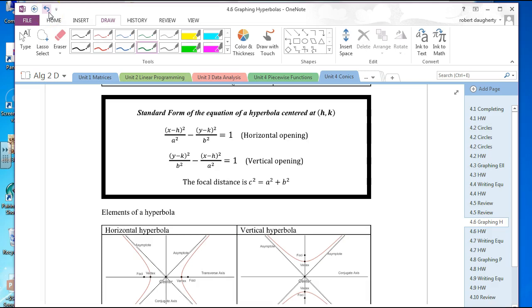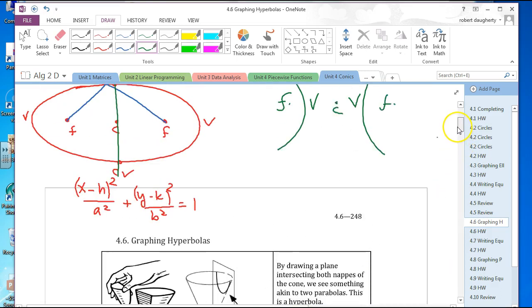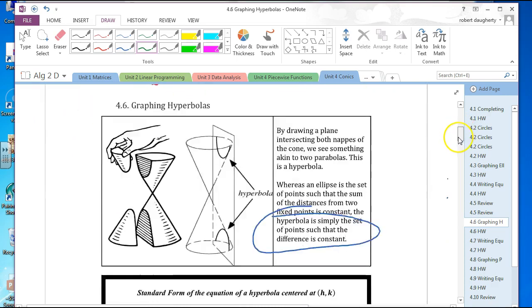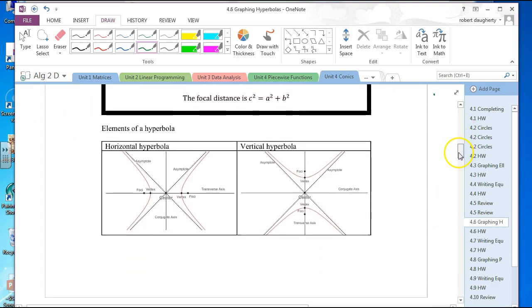What is the difference between these two formulas? It's who got the negative sign. Whichever one has the positive sign: if x is positive, it's horizontal. If y is positive, it's vertical. That's a little bit different than the ellipse, because with the ellipse, how did I know if it was vertical or horizontal? Which was greater? If a is greater, horizontal; if b is greater, vertical. A little bit different with the hyperbola.